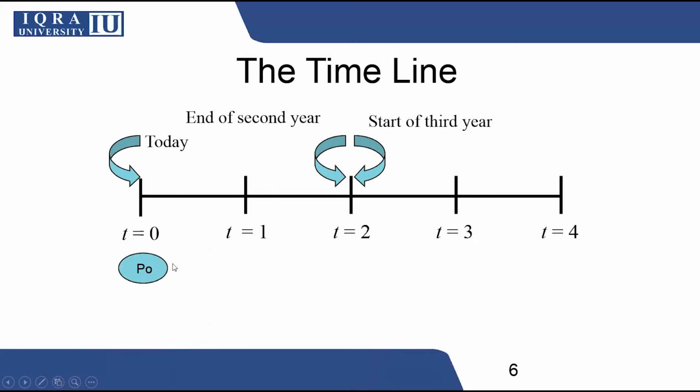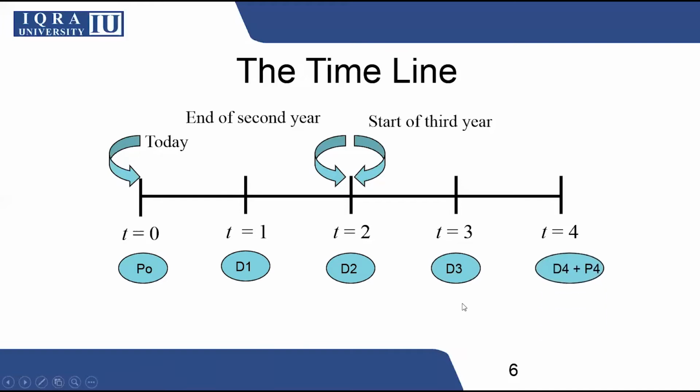When we use the term P naught, it appears at zero time, meaning today. When we use D1, it means this appears at the end of the first year, meaning one interval has been crossed. When we use D2, it means two intervals have crossed from today, or 2 years have passed. In a similar fashion, D3 and D4 will be used.